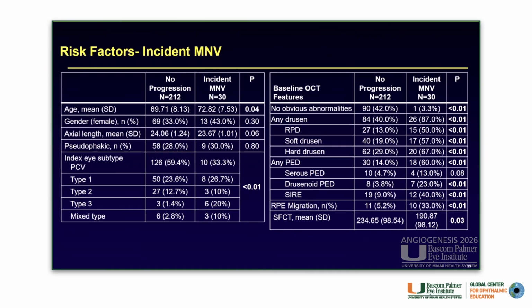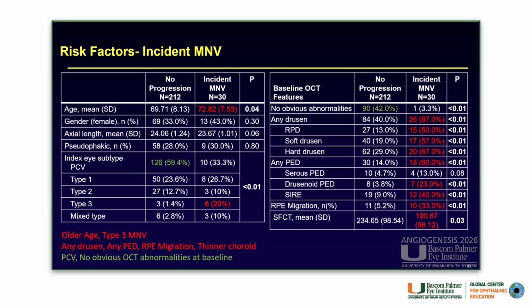Incident MNV risk factors are shown here. On the left are the demographics, and on the right are the baseline OCT features. Let me walk you through. Here are those associated with increased risk. We can see older age, type 3 MNV, any drusen, any PED, RPE migration, and thinner choroid. PCV in the first eye and a normal OCT at baseline appear to be associated with reduced risk.